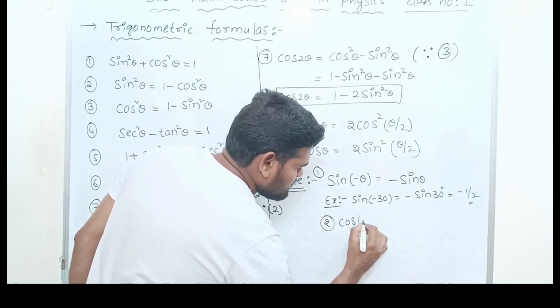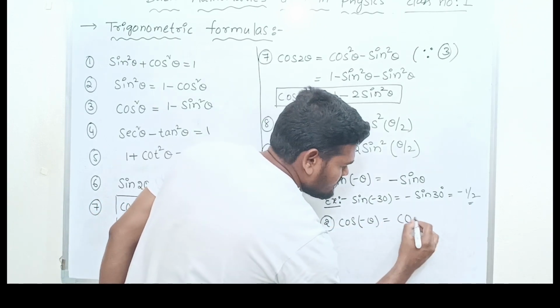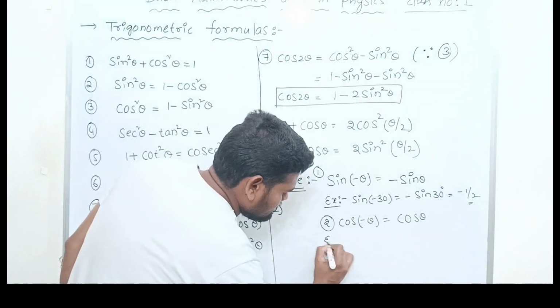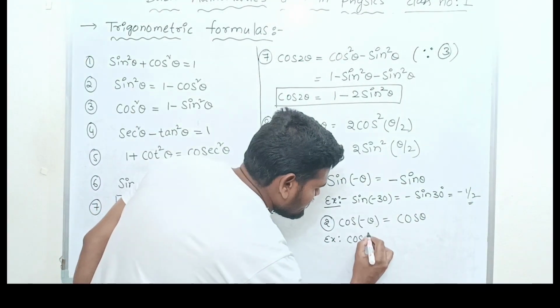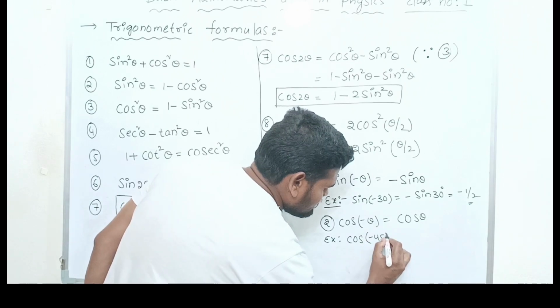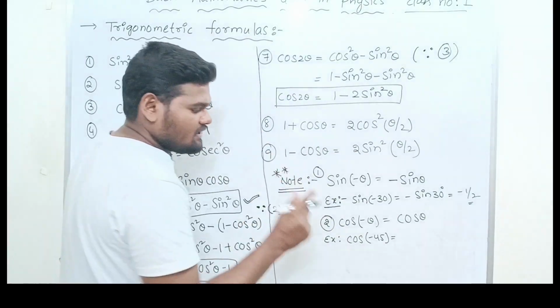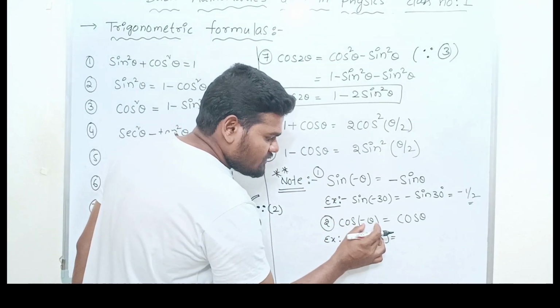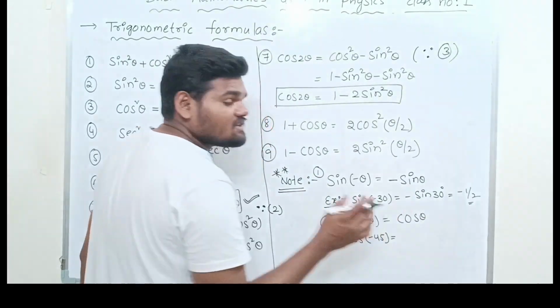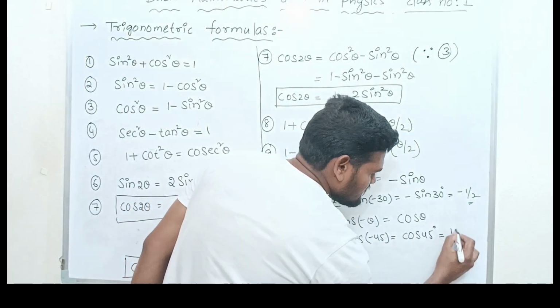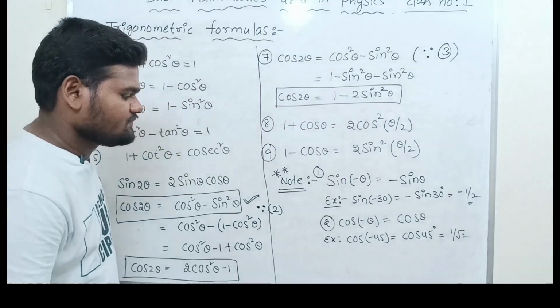The second one is cos of minus theta, which is equal to cos theta. Example, cos of minus 45. Is there any minus? No. If any angle is negative in a cos function, it becomes positive. Then you will get cos 45 degrees, which is equal to 1 by root 2.